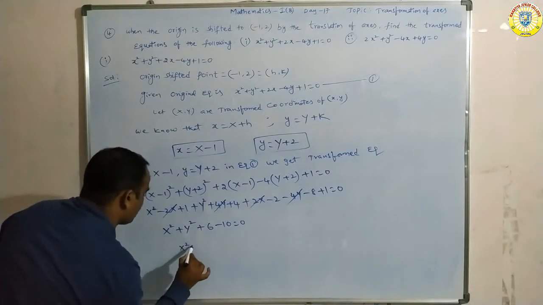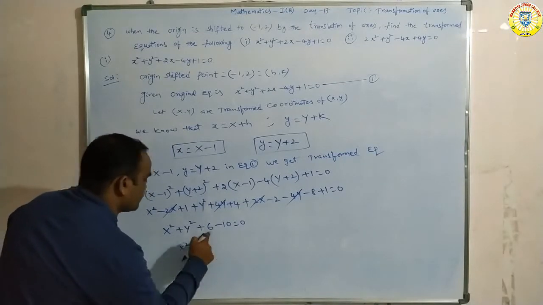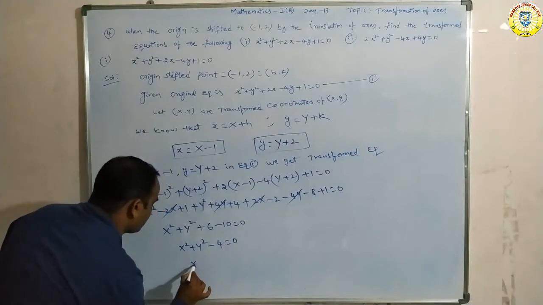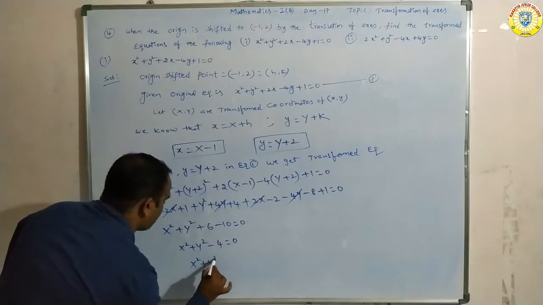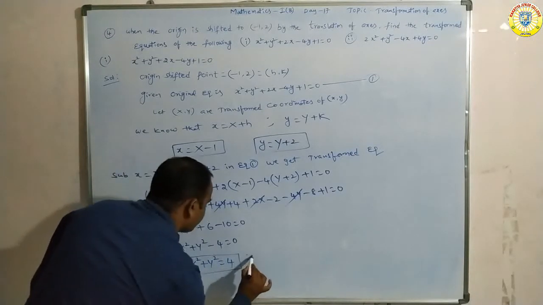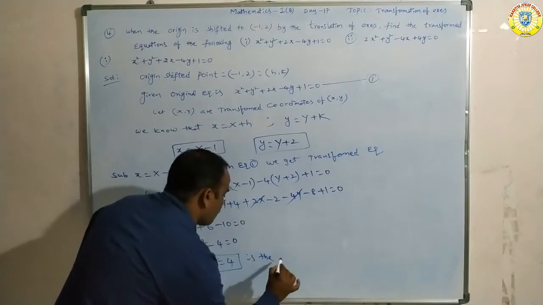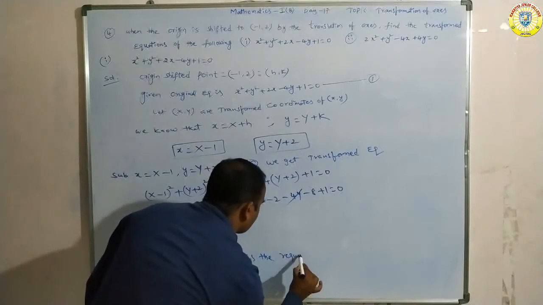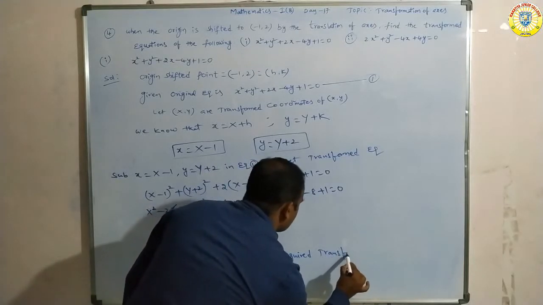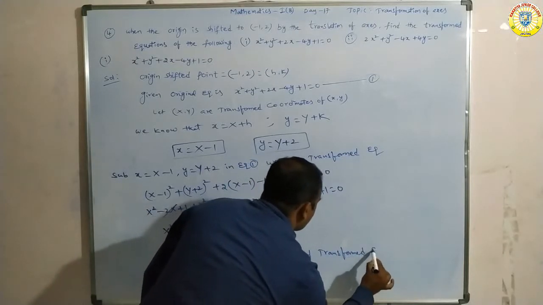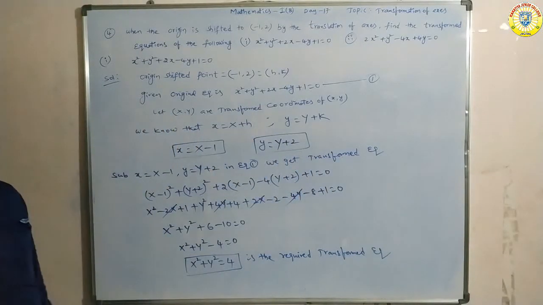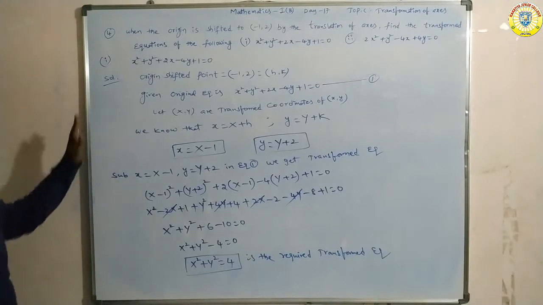Here capital X square plus capital Y square plus 6 minus 10, that is minus 4, is equal to 0. Capital X square plus capital Y square is equal to 4. This is the required transformed equation. Okay now? All of you write down this one carefully.